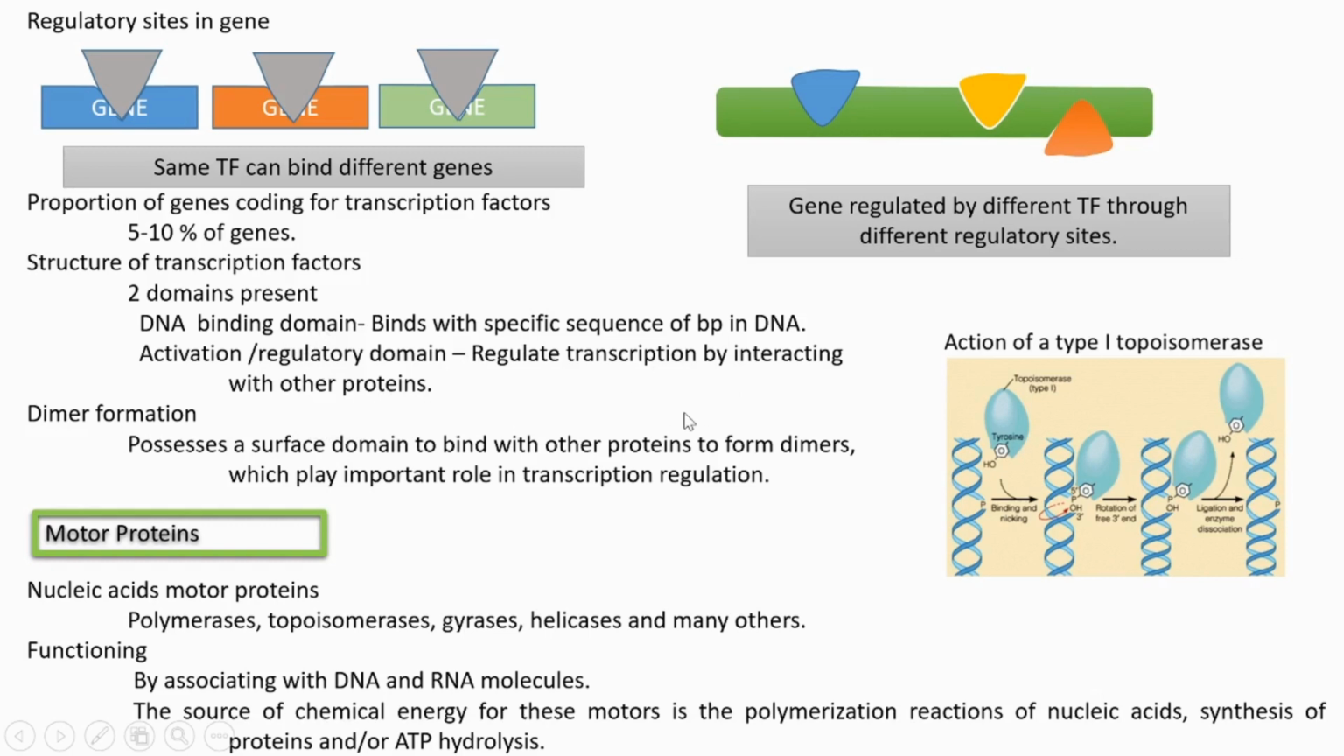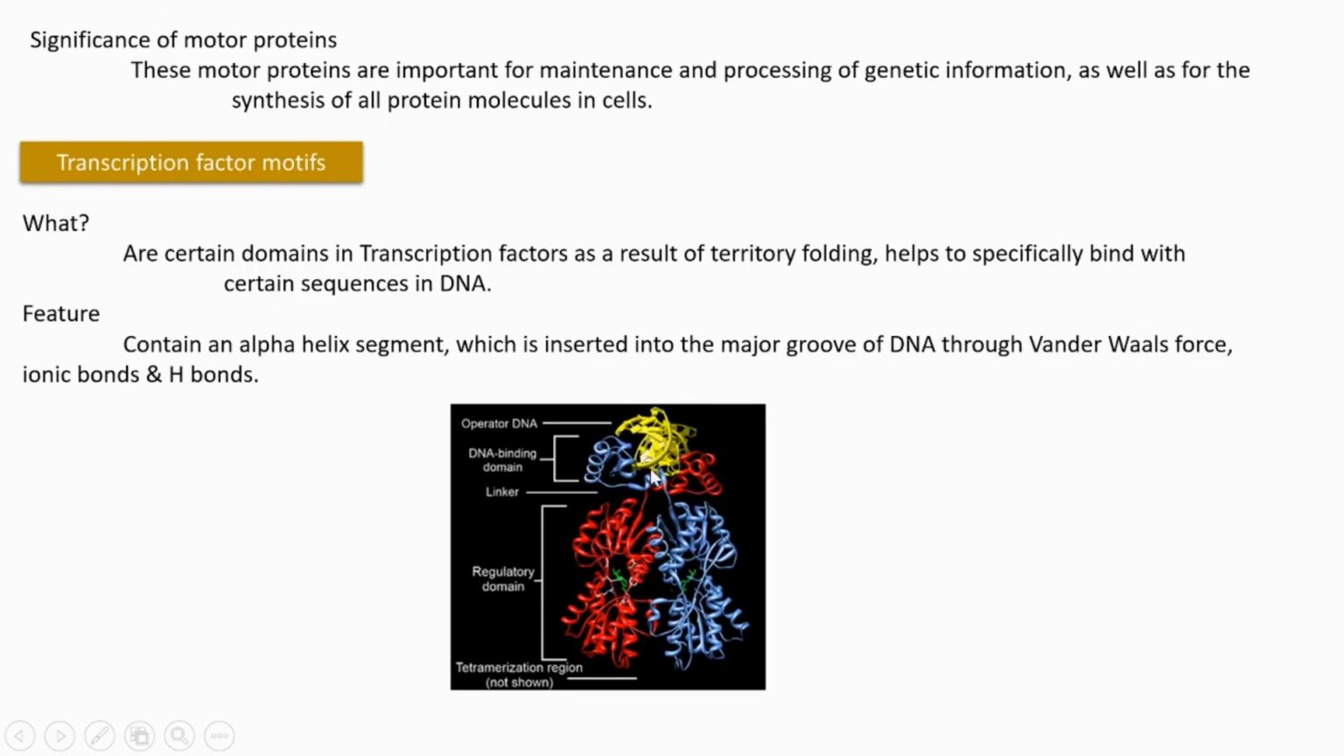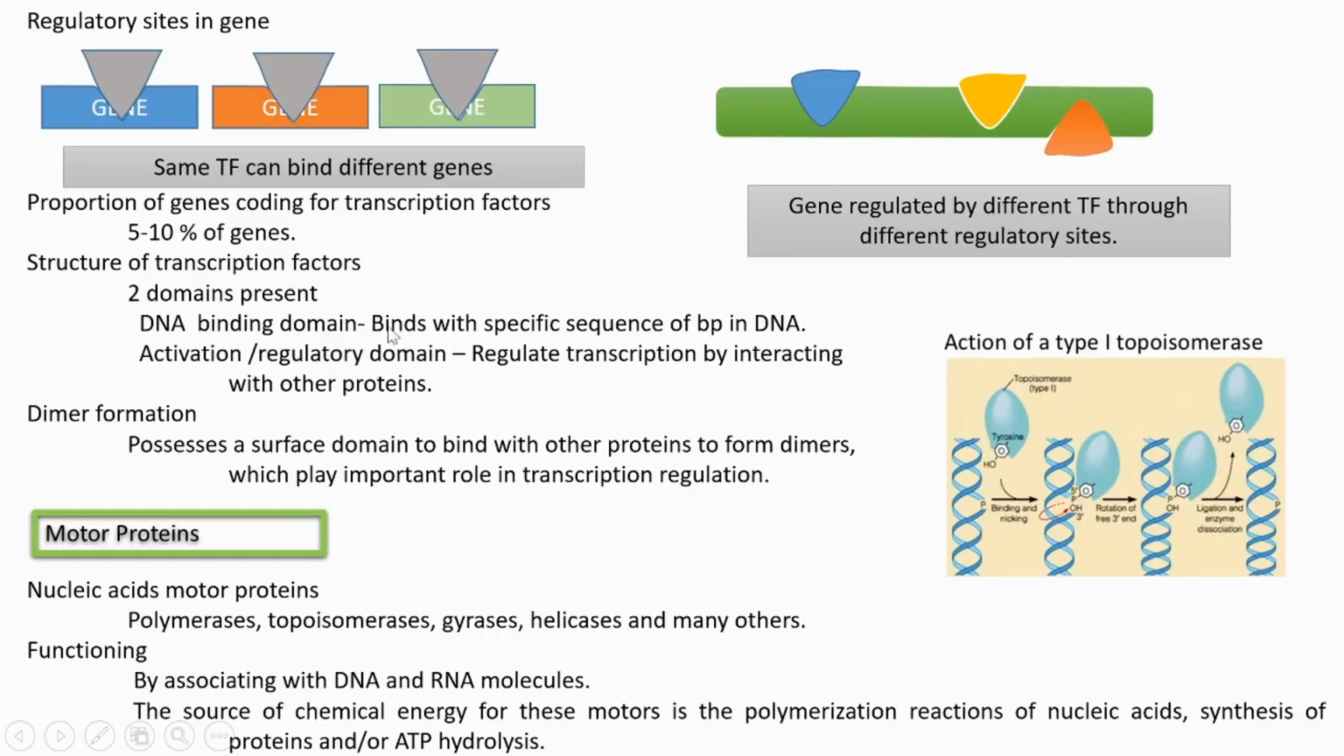We show the image of a transcription factor. This is a transcription factor's image. The DNA binding domain is there and a regulatory domain is here. Dimer formation: on most occasions they form dimers. Dimer means one transcription factor joined with another transcription factor of the same or a different type, which will enhance its function.